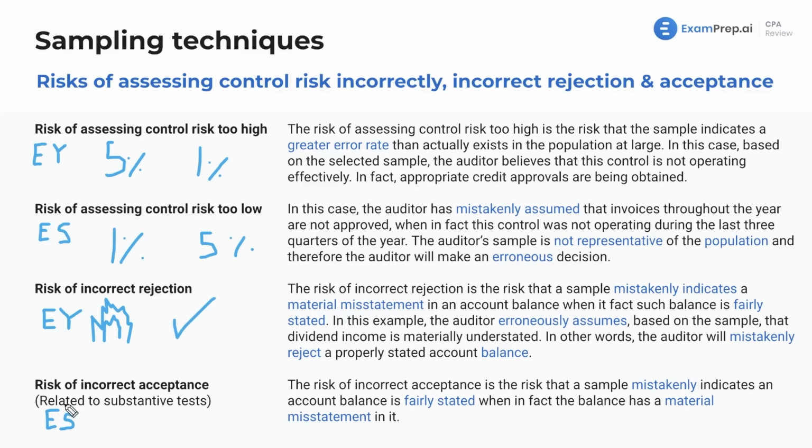Lastly, we're going to move over to the risk of incorrect acceptance. This risk of incorrect acceptance is the risk that a sample mistakenly indicates an account balance is fairly stated when in fact it's materially misstated. That's a problem. So what happens here? We thought, hey, we're all good, but in reality, we have a nice little dumpster fire going on. That's a problem, and we may have missed it, which has to do with our effectiveness. We are not effective as auditors. Our goal here is to make you effective auditors. Follow a course, and you'll get there.